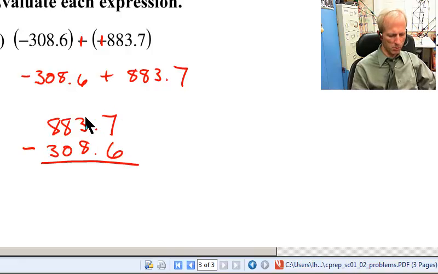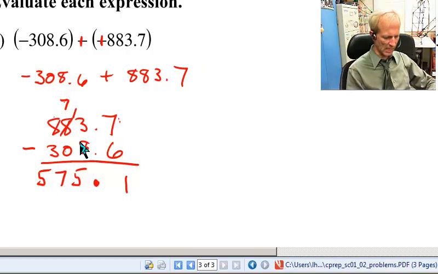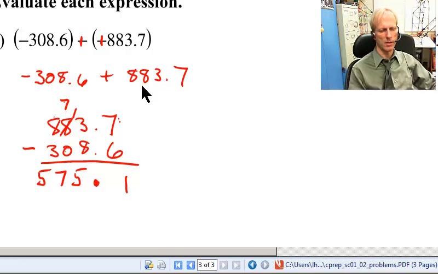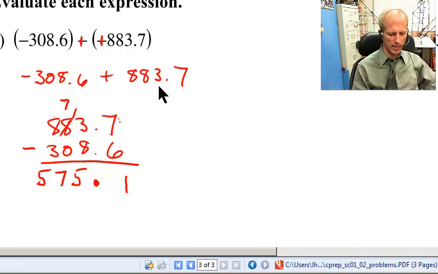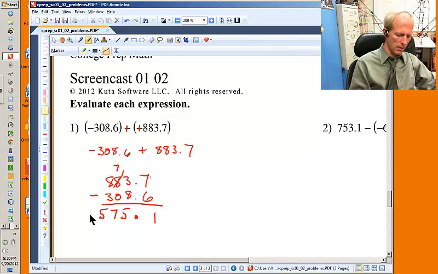So I'm going to write what I'm subtracting underneath the other number, and I go through and bring the decimal down. I always line up the decimal points, and I do 7 minus 6 is 1. 3 minus 8, can't do that, have to borrow a 1. So I get 13 minus 8 is 5, 7 minus 0 is 7, and 8 minus 3 is 5. Now I'm going to use the sign of the larger value of the 2 numbers that I started with, which is of course 883.7, and that has a positive sign, so that means my answer is going to be positive 575.1.